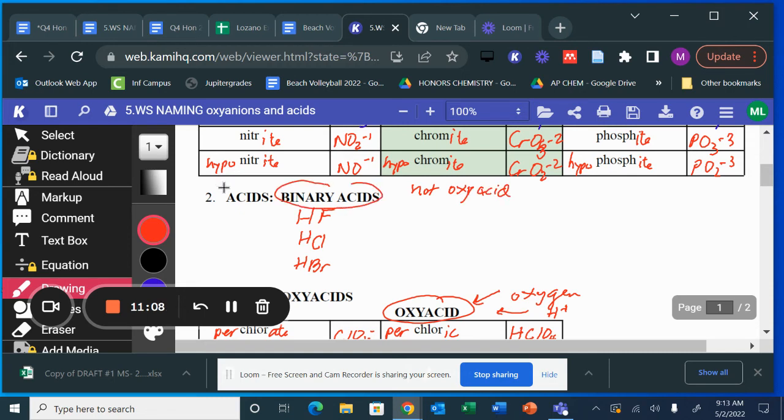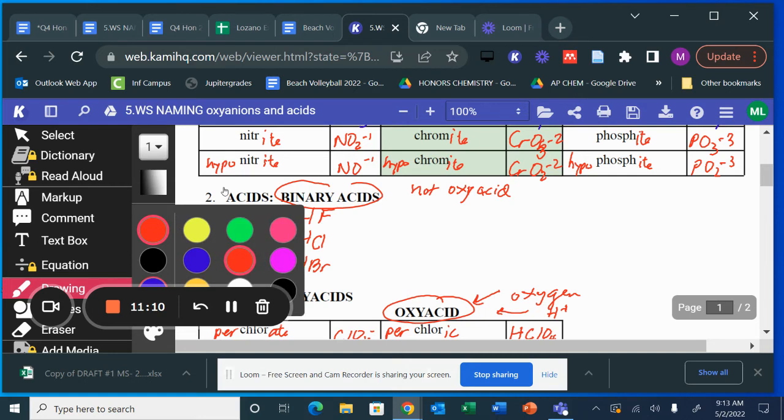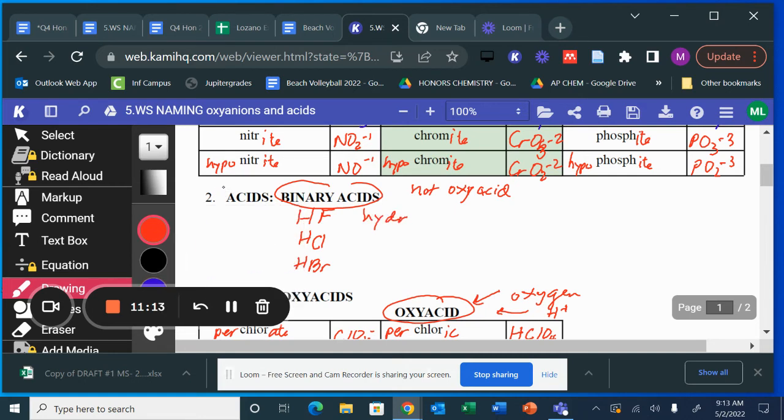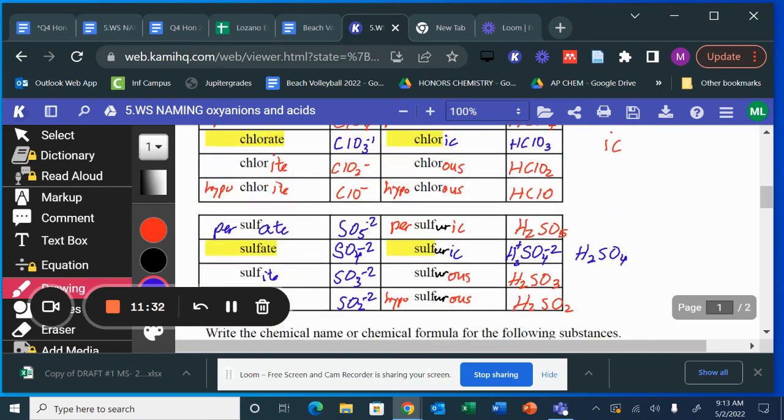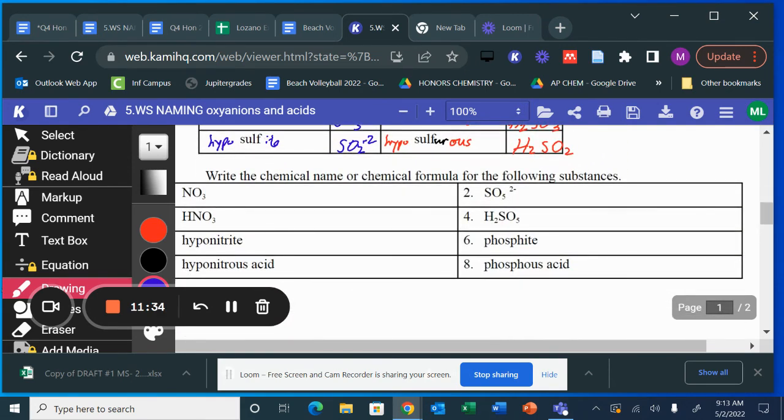They're binary acids. The way you name binary acids is you add a hydro in the front and an ic in the back. Hydro, ic, hydro, ic. And then you add the stem. This is hydrofluoric acid, hydrochloric acid, and hydrobromic acid. Just one word. Okay? Pause the video and try these yourself. I forgot the negative one there. Go ahead and pause the video.